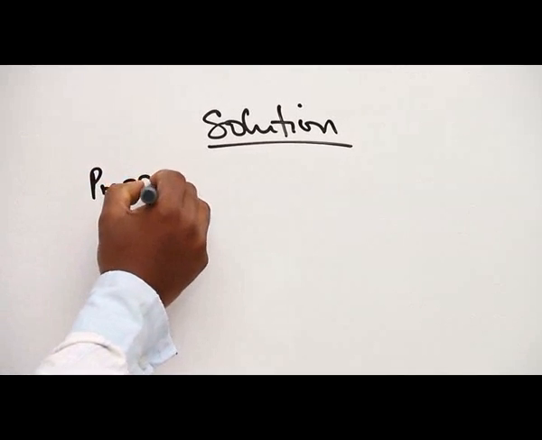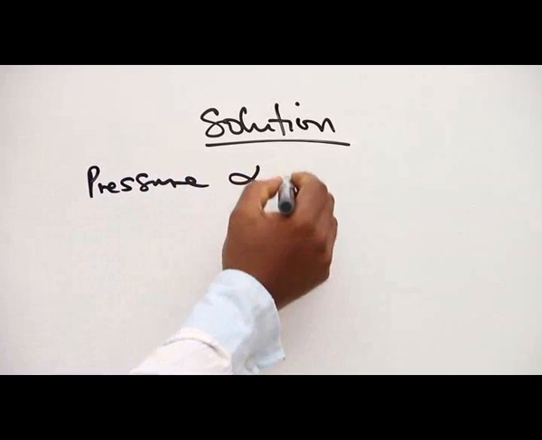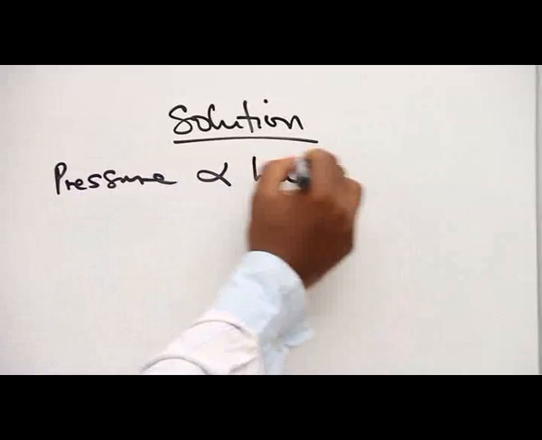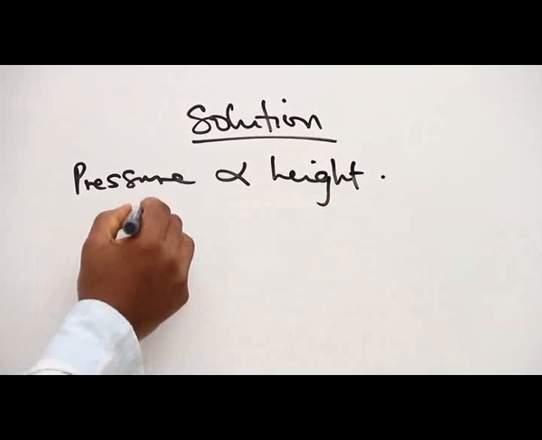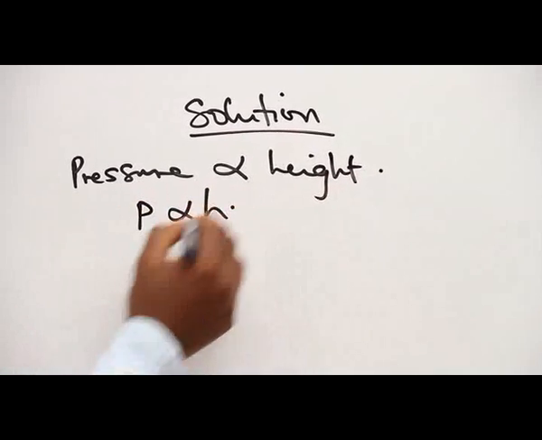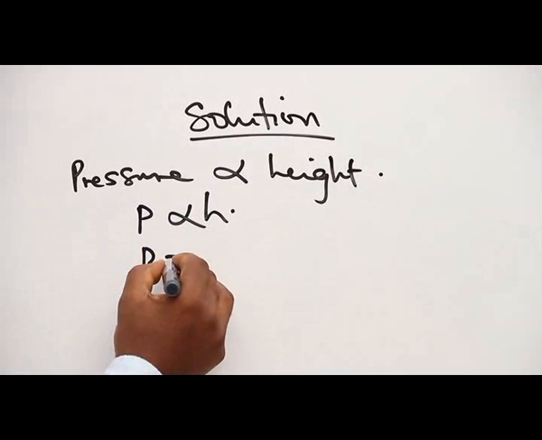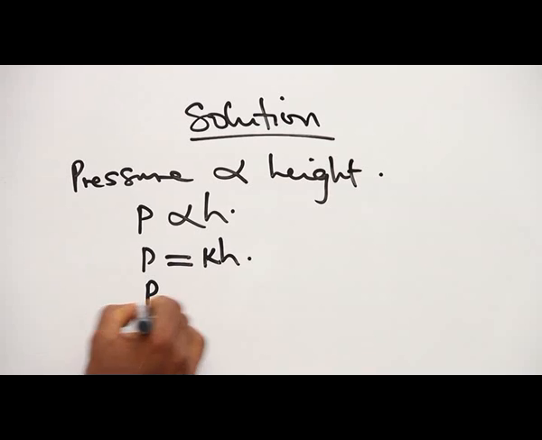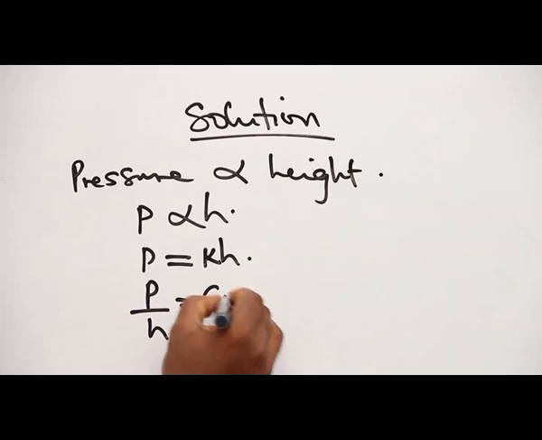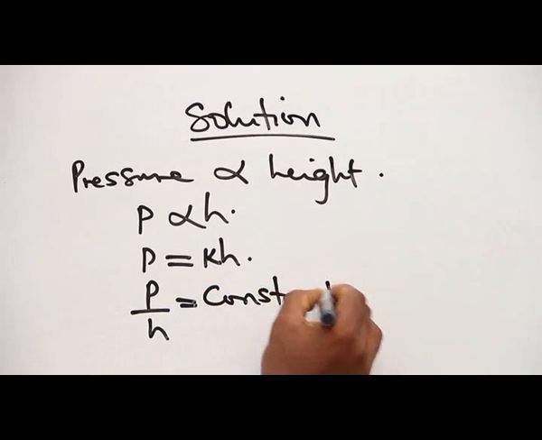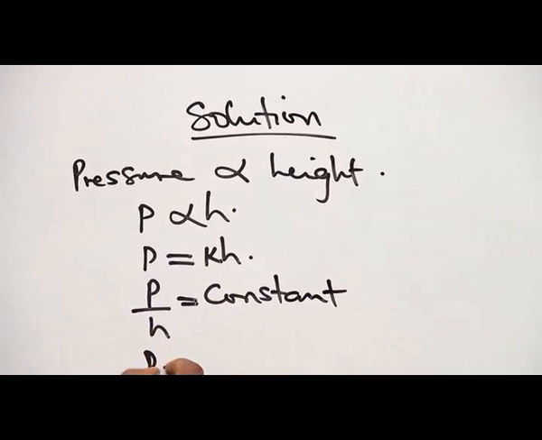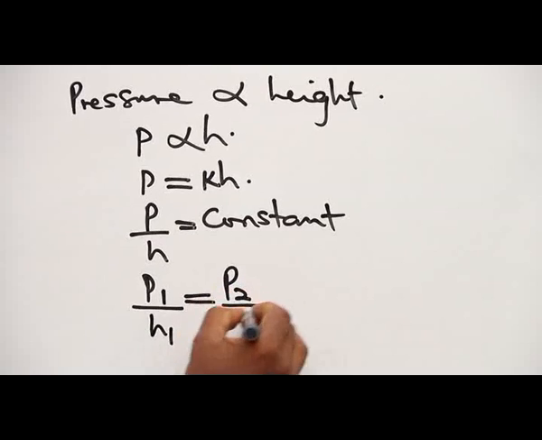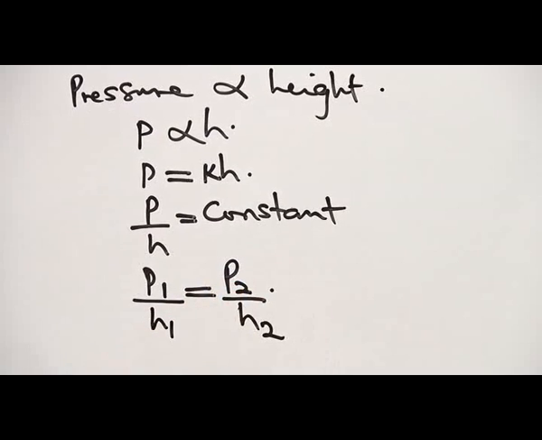Pressure is directly proportional to the depth or height above the ground. P is directly proportional to height. P is equal to constant times height. The pressure divided by the height is always constant, meaning P1 divided by H1 should give us P2 divided by H2.